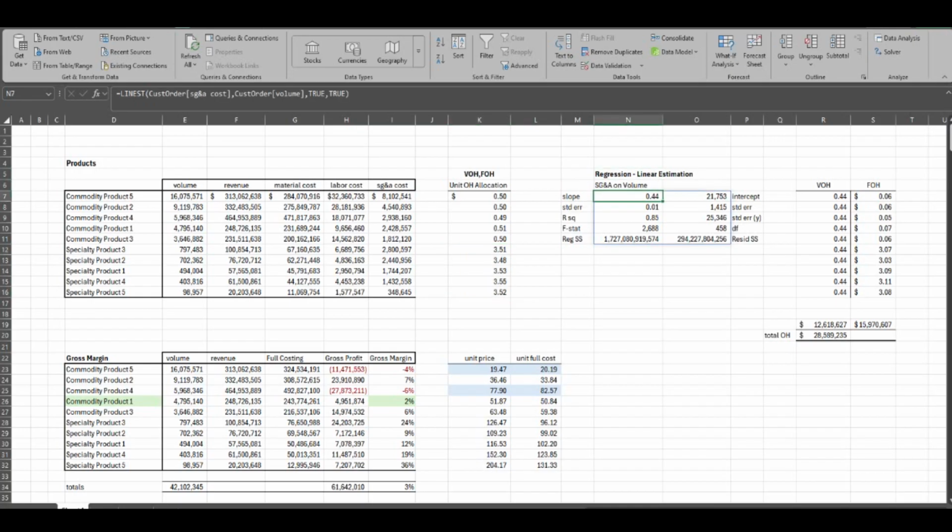And so I just used the linear estimation function in Excel. It's the LINEST, and the dependent variable being the cost, the independent variable being the volume. And I did end up, there we go, with the slope of 44 cents as a variable cost. Now, obviously it's probably not constant for every product for the variable overhead, but this is what we're going to use just so I can break out a variable overhead and a fixed overhead.